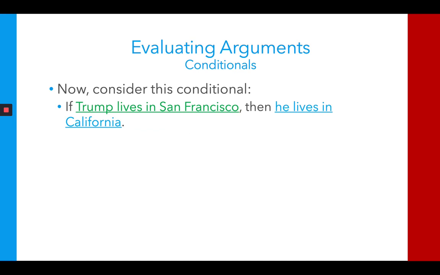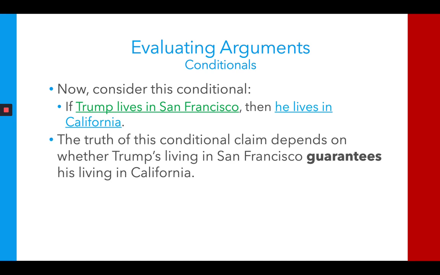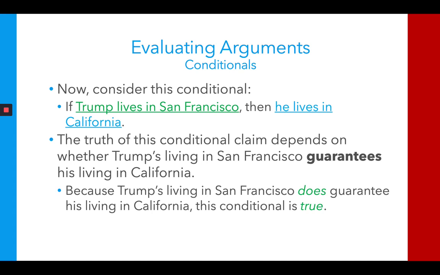If Trump lives in San Francisco, then he lives in California. Again, the truth of this conditional depends on whether Trump's living in San Francisco, that is the antecedent, guarantees Trump's living in California, the truth of the consequent. Does the truth of the antecedent guarantee the truth of the consequent? Think about that for a second. Try and figure out, how am I going to answer this question? Is this claim true or not? Here's the answer. The answer is yes.